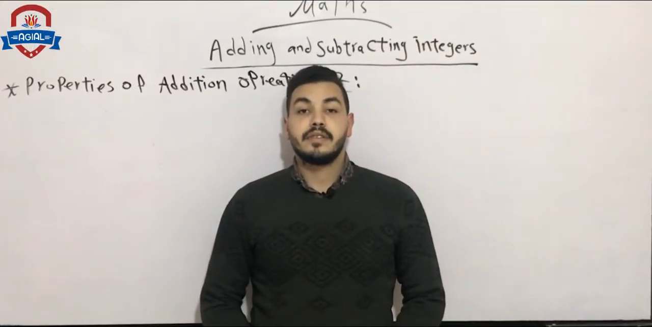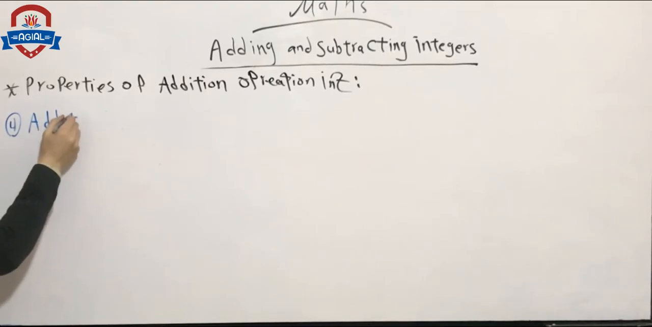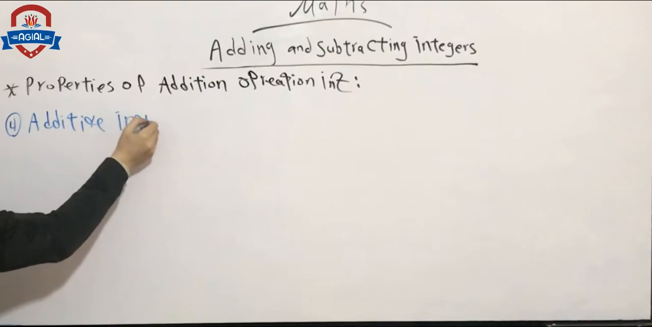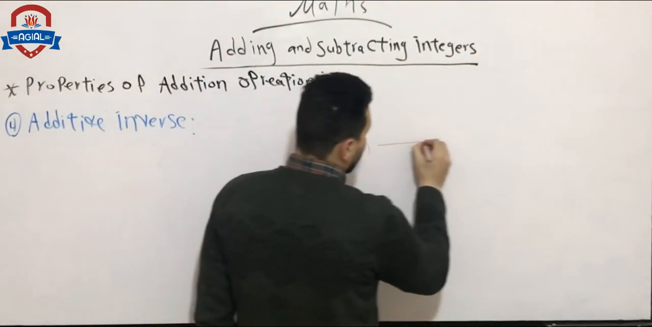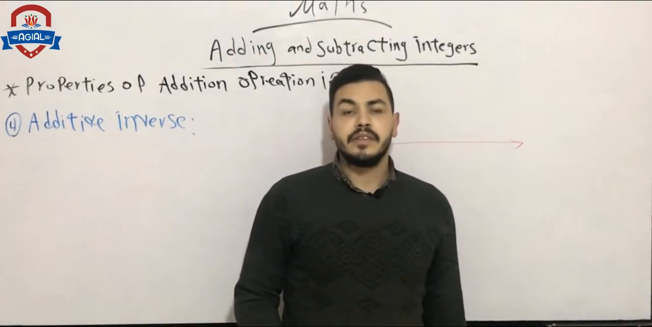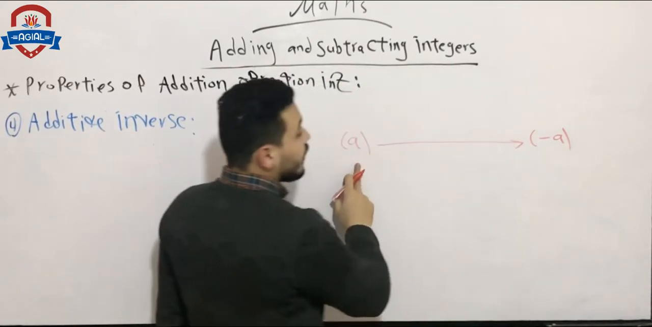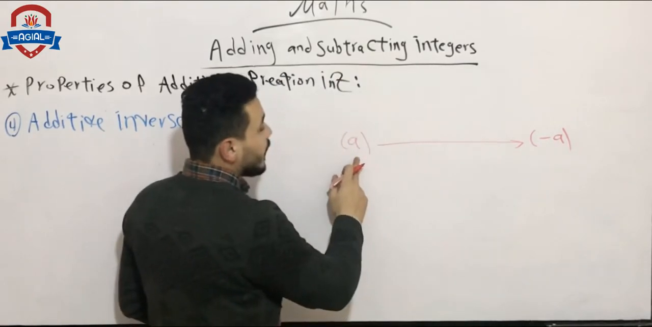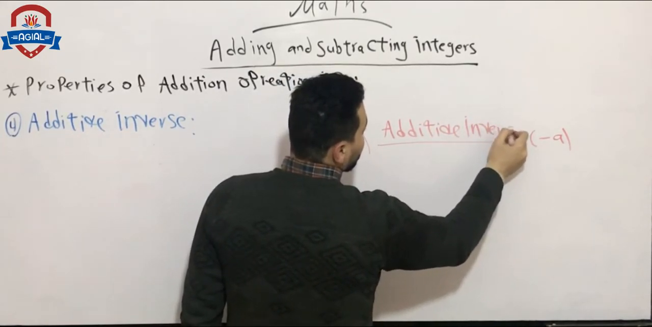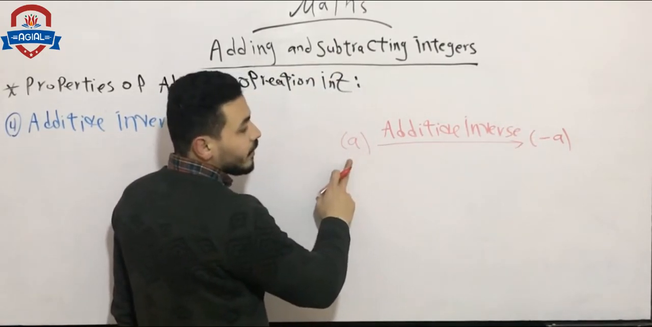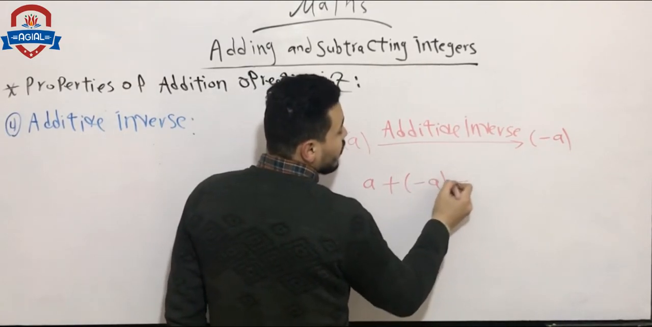Number 4, additive inverse. For each positive integer A, there is an opposite negative integer, negative A. And negative A is the additive inverse of A. So the additive inverse of A equals negative A, so that A plus negative A equals 0.